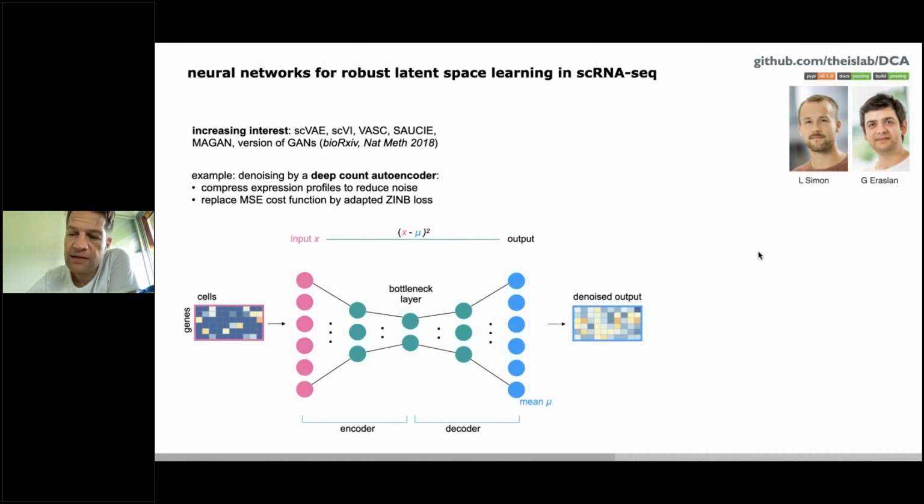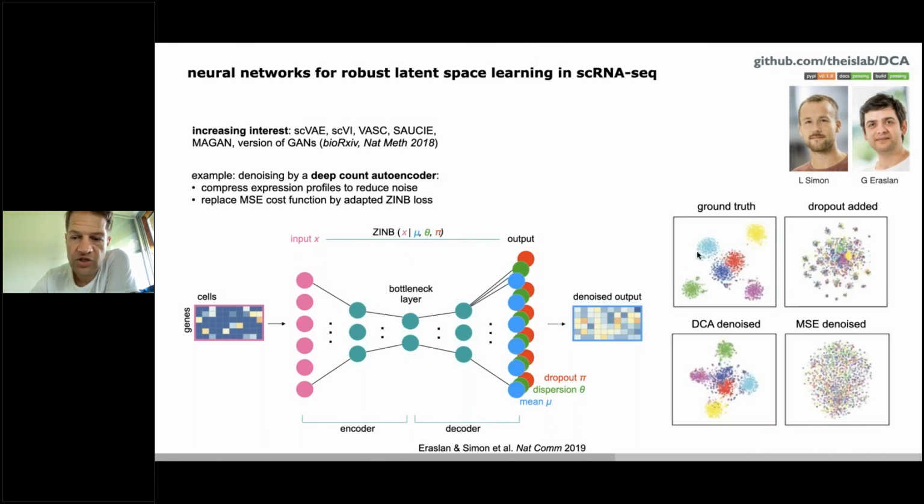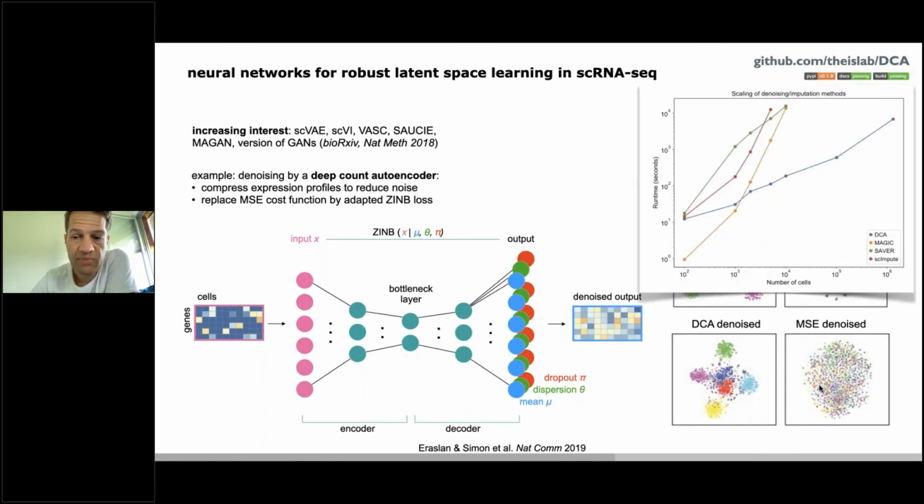This was work by Lukas Simon, postdoc in the lab at the time, now professor in Houston, and Gökçen Arslan, who moved on to the Broad and then recently to Genentech. They replaced this cost function by what's called a zero-inflated negative binomial, but essentially some type of loss that extends a Poisson type of count function, and that we just adapted in the output layer. With this noise function, we could show that we can denoise ground truth much better than a mean squared error type of cost function. And in particular to other types of denoising methods, ours scaled much better with the number of cells, because it's a neural network, right? They really know how to deal very efficiently, more or less even in linear fashion, with the number of samples.